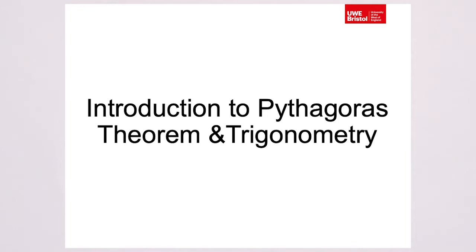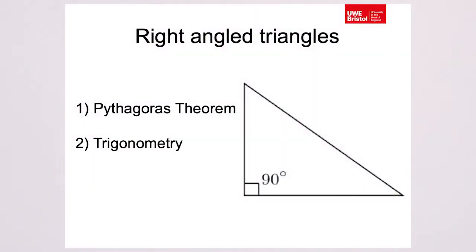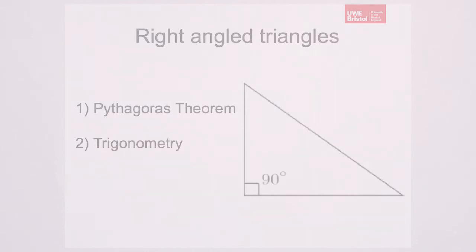So this is an introduction to Pythagoras Theorem and trigonometry. It's an area of maths which is often made far more complicated than it needs to be, so I hope that by the end of this you'll have a clearer understanding of how to work with right-angled triangles. A right-angled triangle is any triangle which contains a 90-degree angle between two of its sides. So a right angle. And these are solved using Pythagoras Theorem and trigonometry.